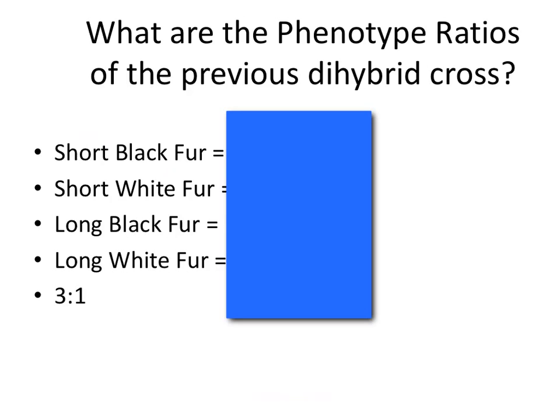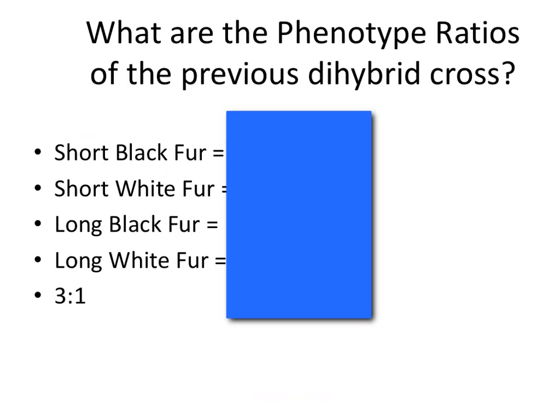The only way that you can get short fur is to have 2 little A's. So find all the ones that have 2 little A's, and then you also want to find the ones that have black fur, which have a big B. So basically any box that has 2 little A's and at least 1 big B is going to give us short fur with black color. And the same thing if you want short fur white: you're going to have 2 little A's and 2 little B's. So you find all those and count them up.